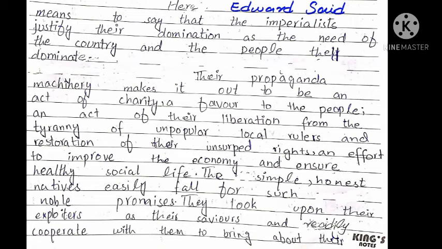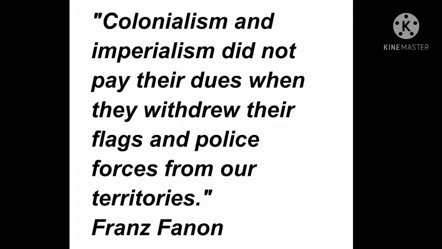Their propaganda machinery makes it out to be an act of charity, a favor to the people, an act of their liberation from the tyranny of unpopular local rulers and restoration of their usurped rights, and efforts to improve the economy and ensure healthy social life. The simple, honest natives easily fall for such noble promises. They look upon their exploiters as their saviors and readily cooperate with them to bring about their own doom.